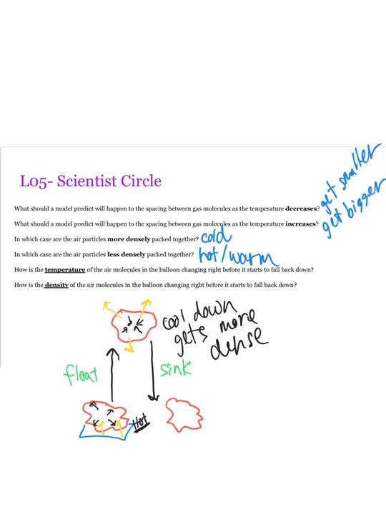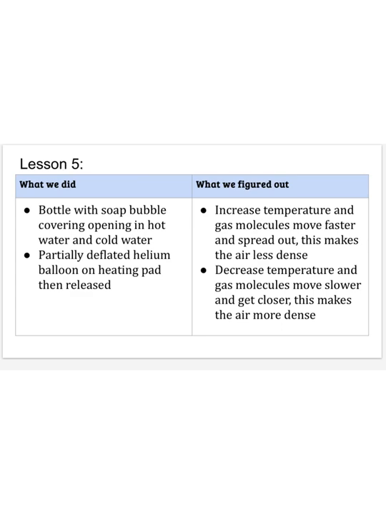All right. So just to summarize, make sure I got all of the points you were saying, we looked at the bottle with a soap bubble, and that bubble was covering it so we know air can't get in or out, and it was in hot water and cold water. And we looked at a helium balloon. It was sealed. We know air can't get in and out, and that it was on a heating pad and then released. And you guys figured out if you increase temperature, then gas molecules move faster and spread out, making the air less dense. And when you decrease temperature, gas molecules move slower, get closer together, making the air more dense.